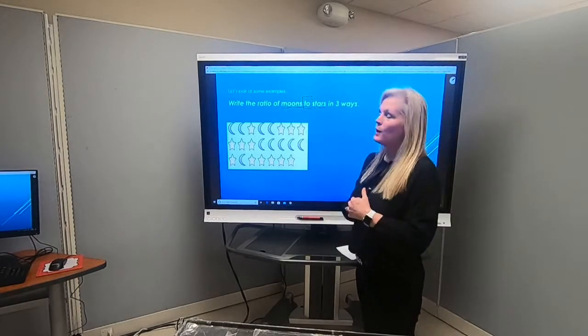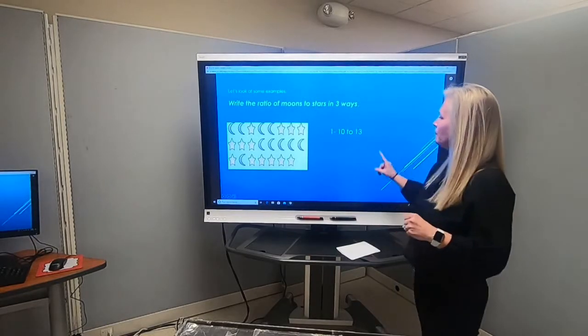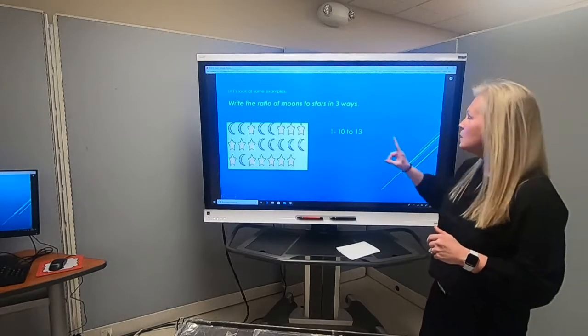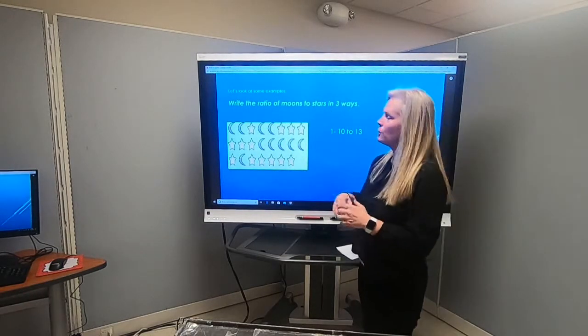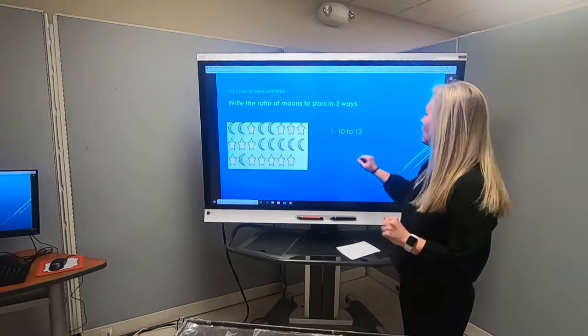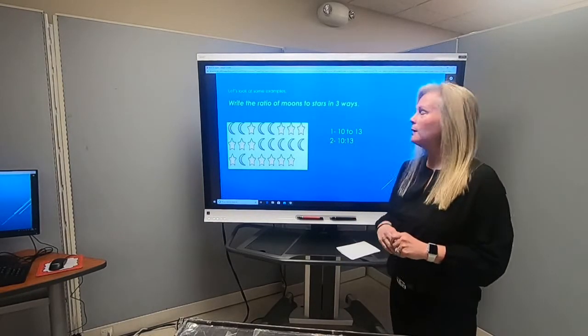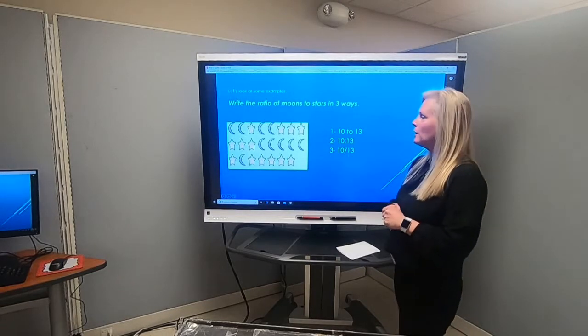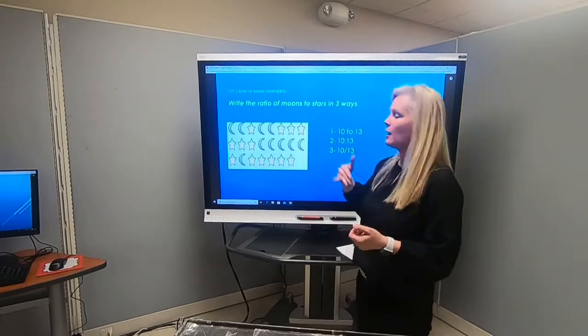So the first thing that we have to come up with is the moons. 10 to 13. So this is telling me that there are 10 moons and there are 13 stars. There's one way that we wrote it with the word "to." We also wrote it with a colon. And we also wrote it as a fraction. And all we did here was just count how many moons there were and count how many stars.